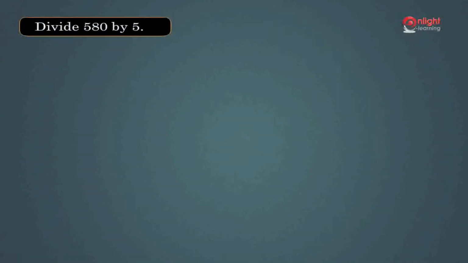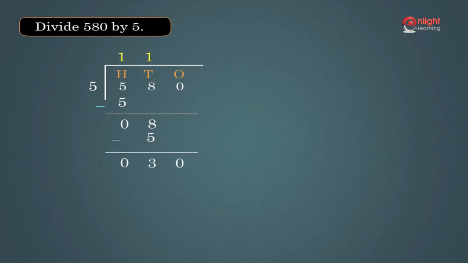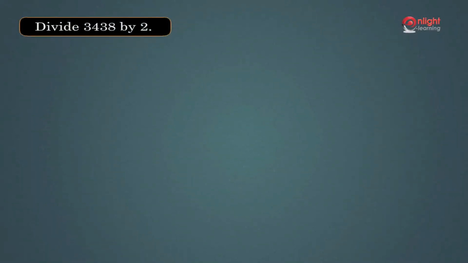Example 1. Divide 580 by 5. The method of dividing is the same as for division of 3-digit number.